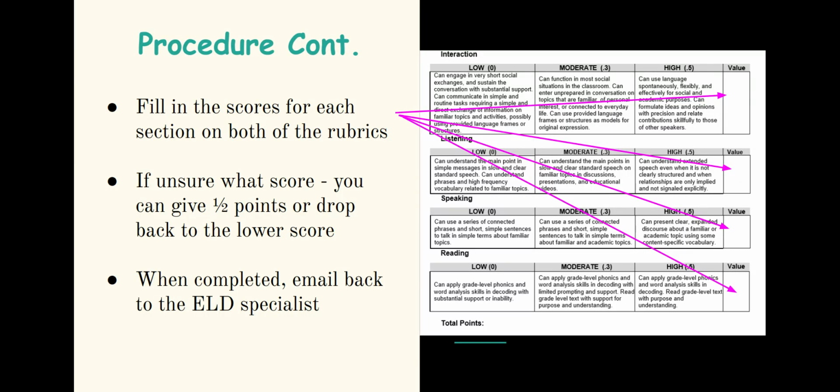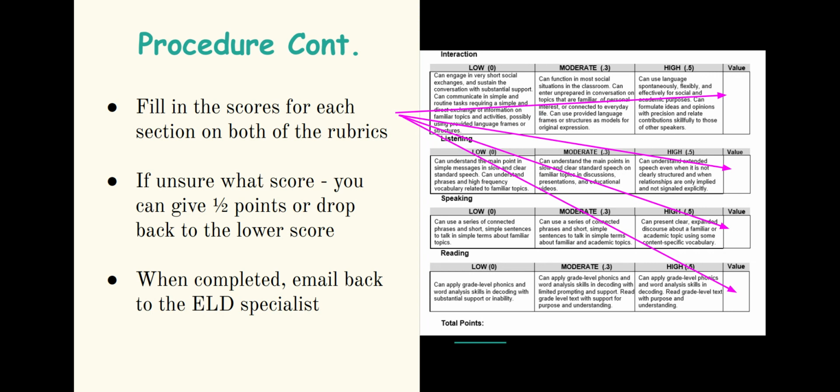On each rubric, there's going to be blocks at the end of the lines. That's where you're just going to put the point value in. So you can just pick one of them that you think is best and put the point value in. You do not have to total the points at the bottom. If you're unsure what score to give, you can do half points or drop back to the lower score. We'd rather be more cautionary and keep students in the program an extra year than exit them and have them become unsuccessful in the classroom.